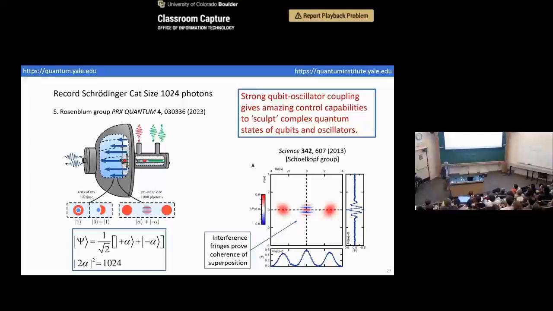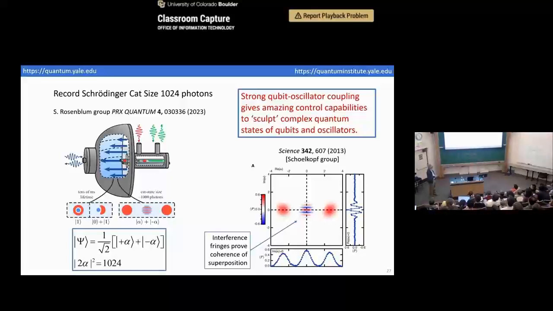So here's, as far as I know, the current world record for making Schrödinger cats, not by a slightly different method than I described here. This is Serge Rosenblum, who was a postdoc with Rob Schoelkopf, now at the Weizmann. And he's made a cat where the distance between the two blobs corresponds to, you usually measure the square of that distance, 1,024 photons.